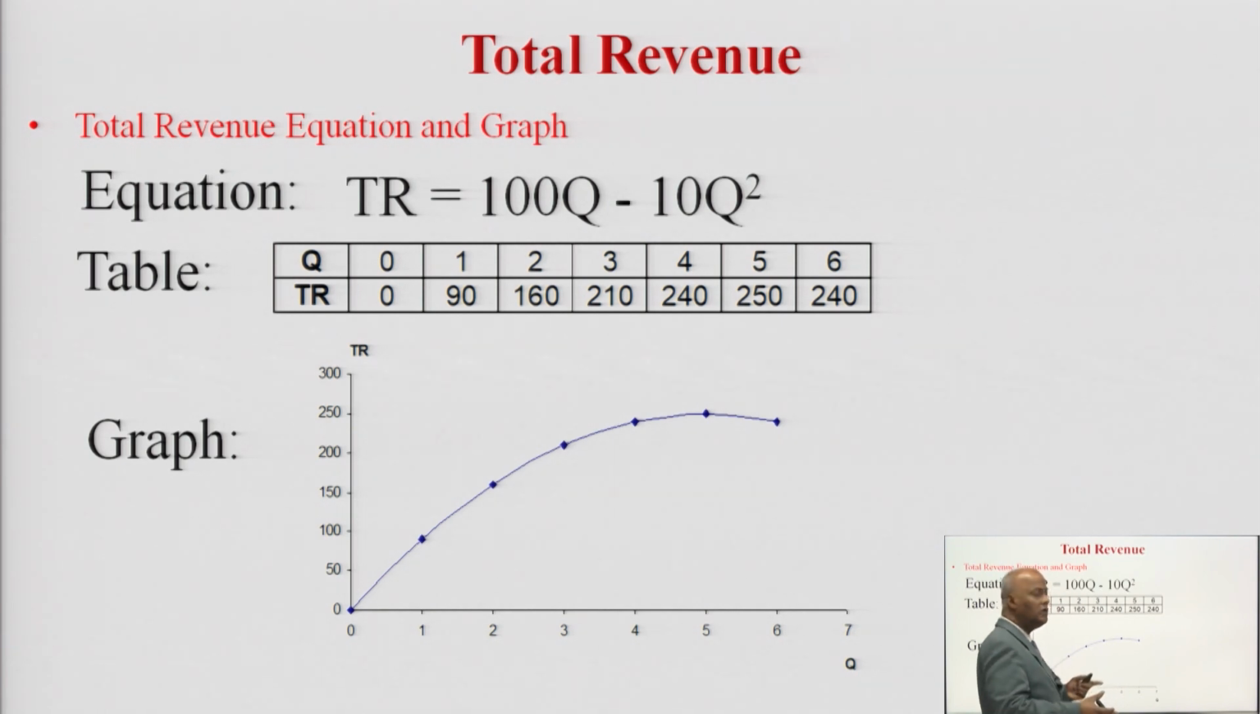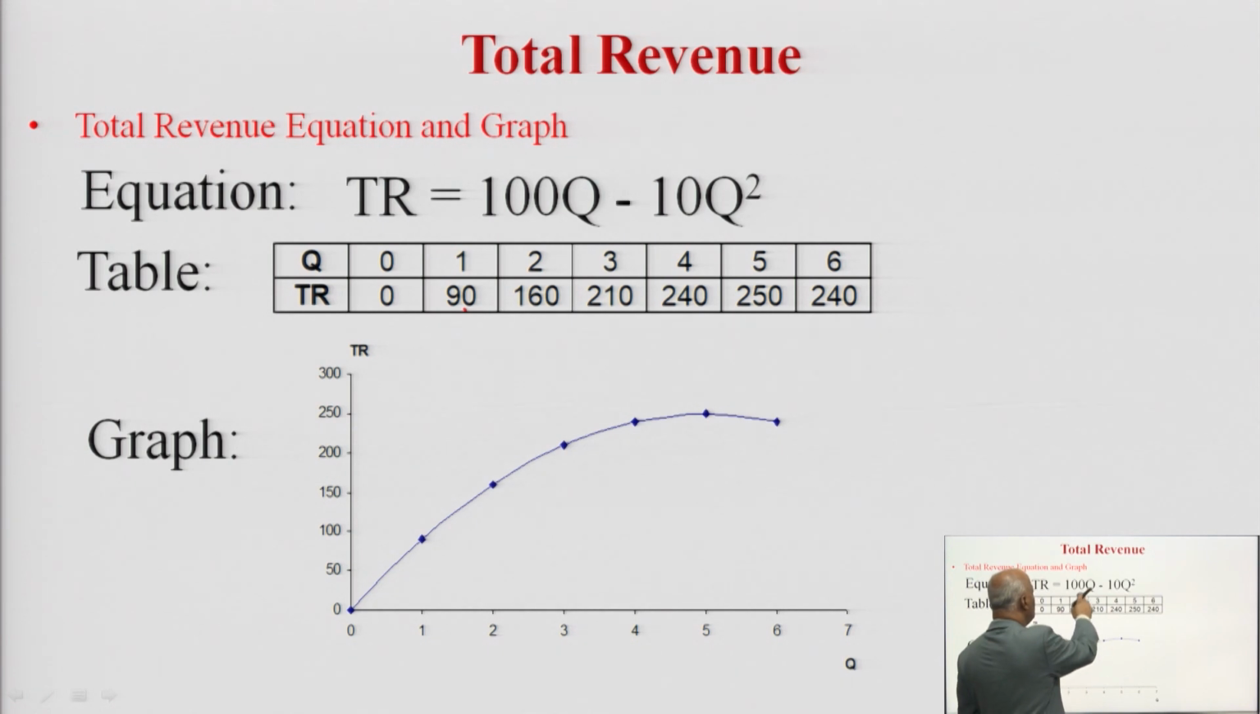Then in the regression equation you will get this equation, that is how you got 100 and how you got 10. Now, by plotting this, you take different values of q. When q is equal to 0, you have not sold anything, so obviously total revenue will be 0. When you sold 1, then 1 multiplied by 100 is 100, minus 10 times 1 squared, which is 1, so 10 multiplied by 1 is 10. So, 100 minus 10 is 90.